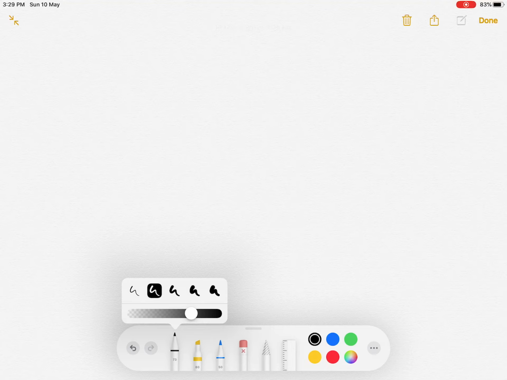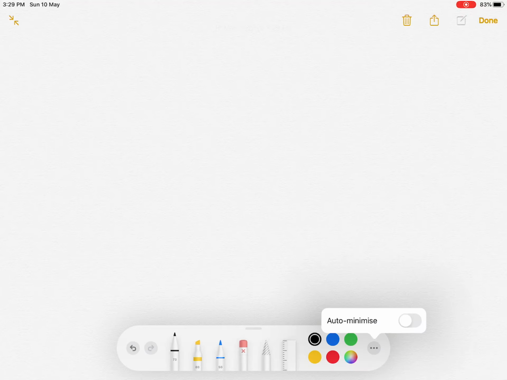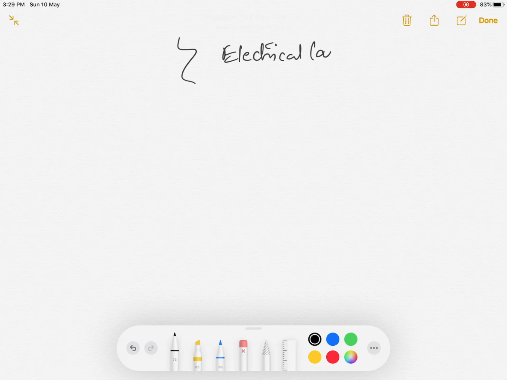Okay, children, now we will study about electrical capacitance of a conductor. Electrical capacitance of a conductor.